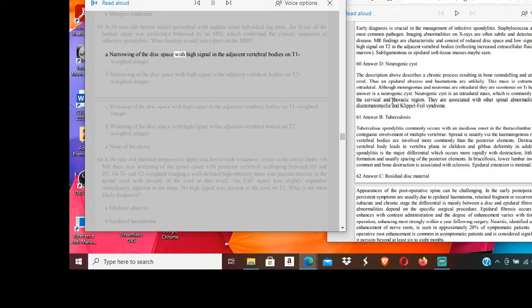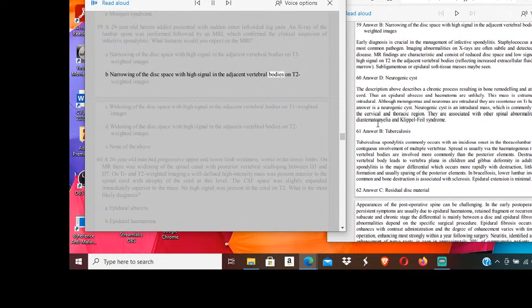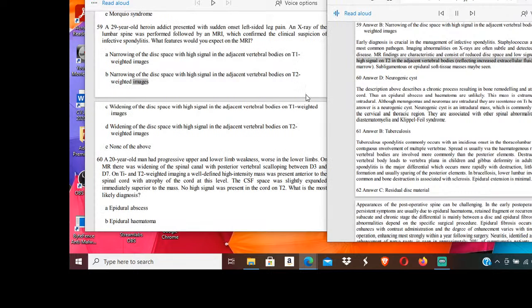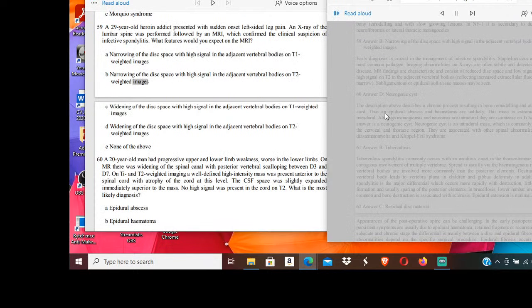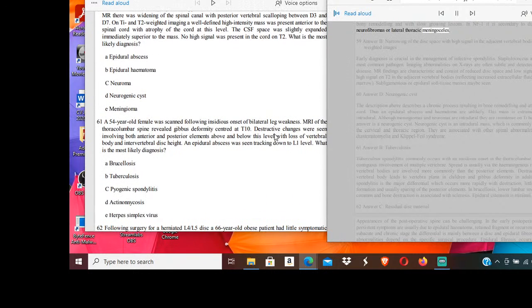A: narrowing of the disc space with high signal in the adjacent vertebral bodies on T1-weighted images. B: narrowing of the disc space with high signal in the adjacent vertebral bodies on T2-weighted images. C: bony remodeling with slow-growing lesions. D: in NF1 it is secondary to dural neurofibromas or lateral thoracic meningoceles. 59 Answer B, narrowing of the disc space with high signal in the adjacent vertebral bodies on T2-weighted images.